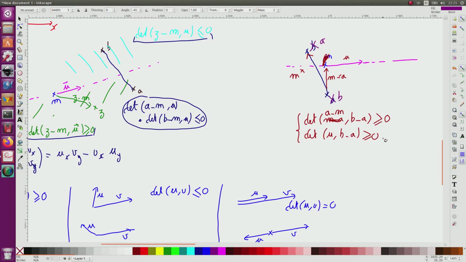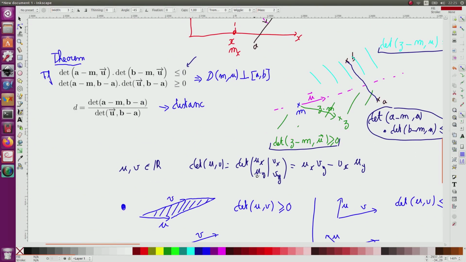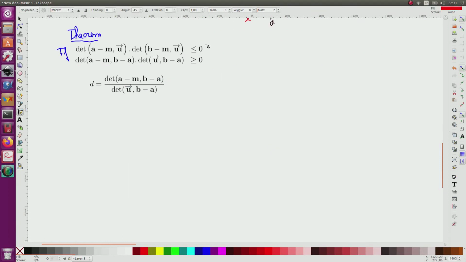That is why I have to write the condition. The product of this times this should be positive. So it is exactly what is written here. Product should be positive. So I have proved the condition of intersection.